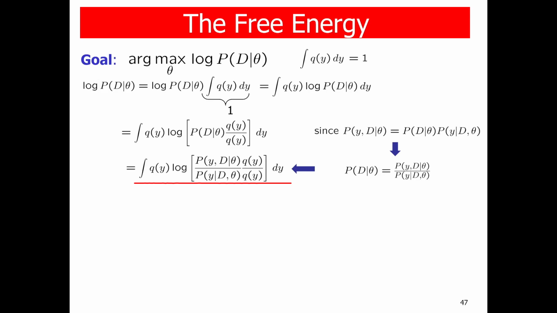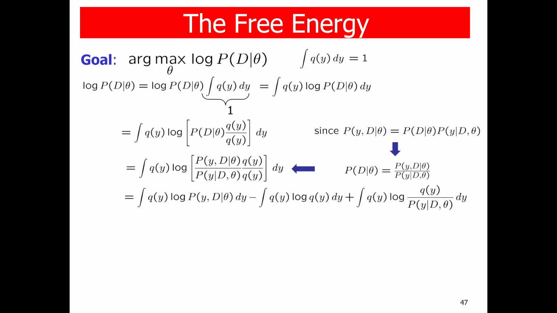Now, as you can see, inside the log function there's a product of 4 terms, and therefore, using that log of a times b is just log a plus log b, we can decompose and simplify this expression. Now, this term is just the Kullback-Leibler divergence between q and p of y given the data d and parameters theta. Now this term here is just the entropy of the distribution q.